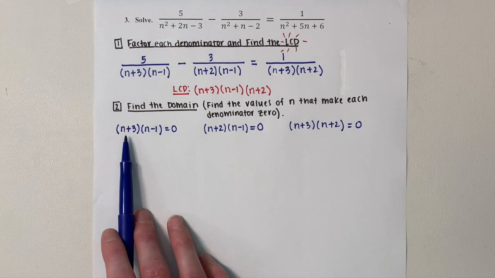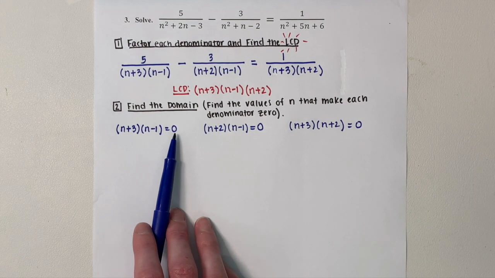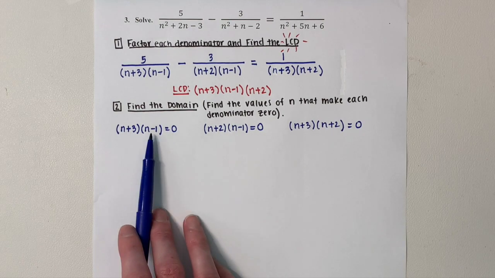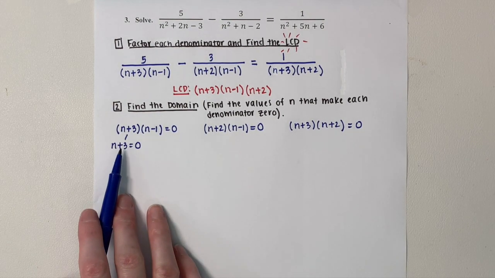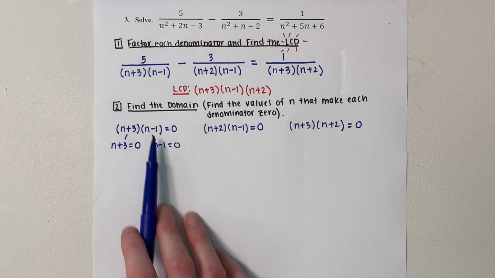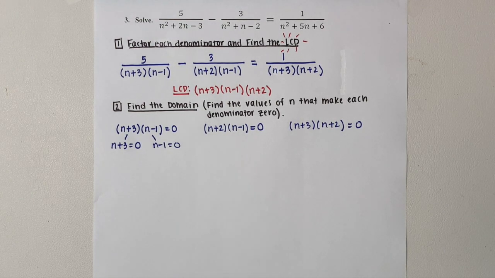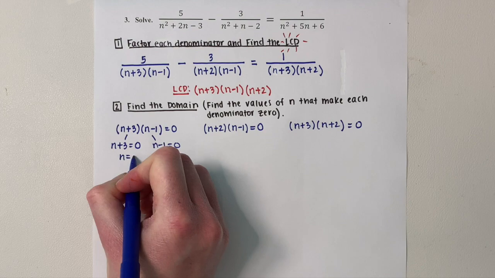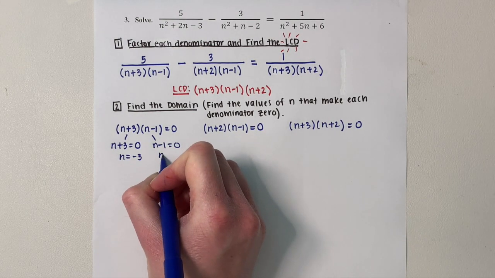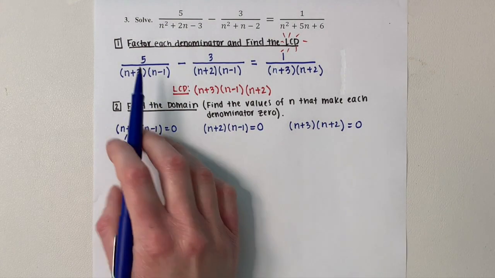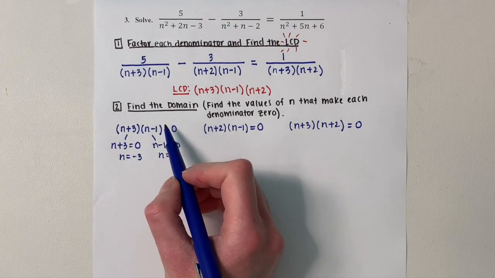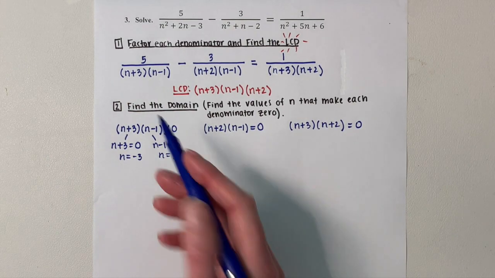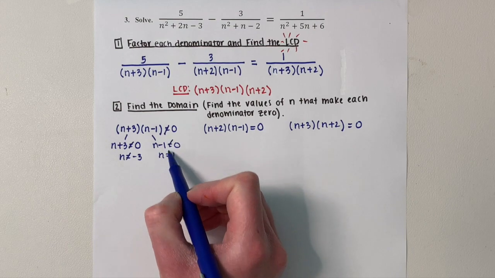Remember, when you've got a factored quantity equal to 0, to solve it, you just need to set each factor equal to 0. So we'll set n plus 3 equal to 0 and n minus 1 equal to 0. If we solve that, that will leave us with n is equal to -3 and n is equal to 1. Now remember, this denominator cannot equal 0. That's forbidden, so I'm going to put slashes through each of these equal signs.